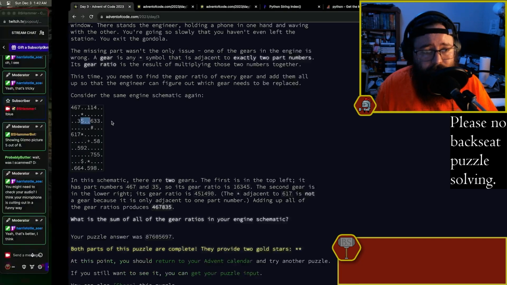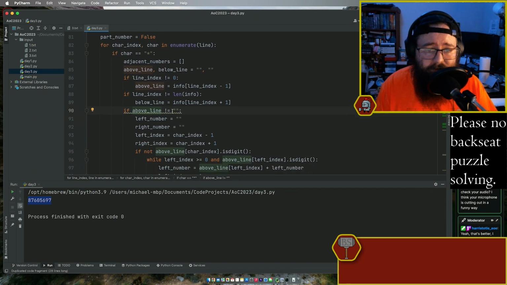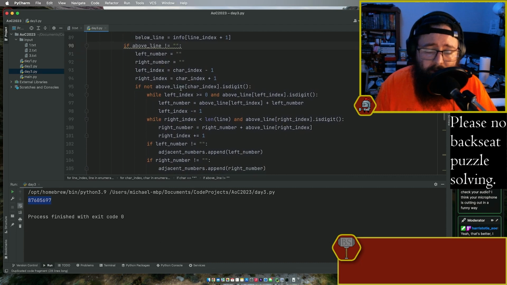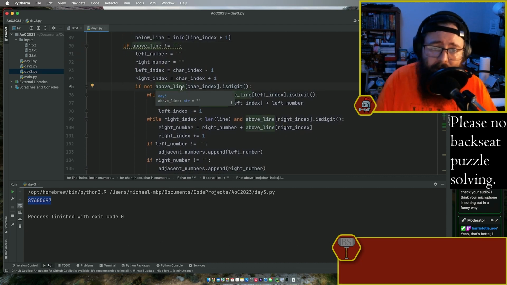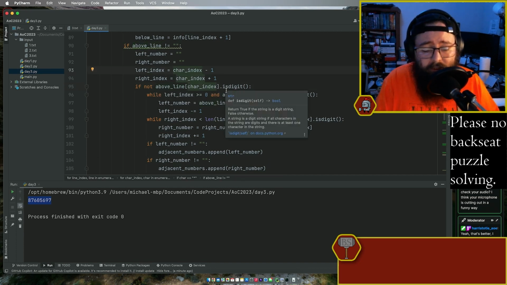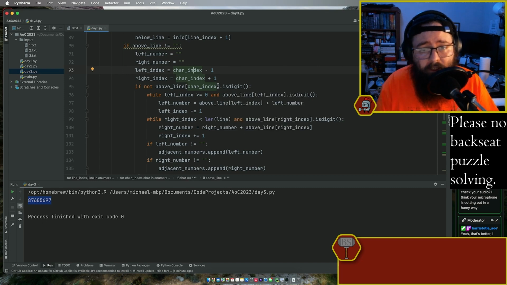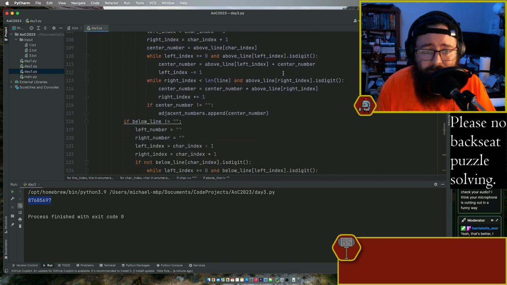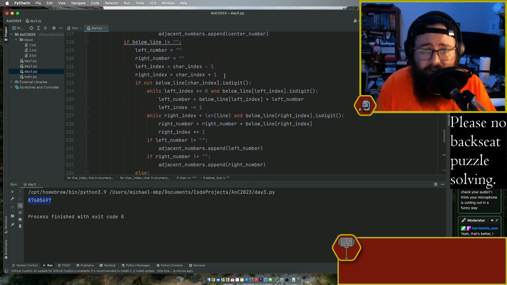And so I broke this up into 2 different situations. The first was whether the character right above or right below was a digit or not. If it was not a digit, then I know that I didn't have something that went all the way across the asterisk. I had the possibility of something to the left or to the right, but not all the way across. So then I scanned left and scanned right to find whatever digits there were. Same thing with below: scan left, scan right.